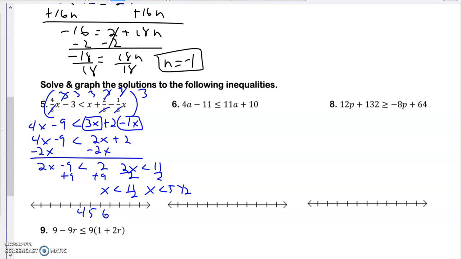I know it's an open dot. And since it's an open dot, I'm going to have an open dot. The arrow is pointing to my left hand, so I'm going to be going to my left side.